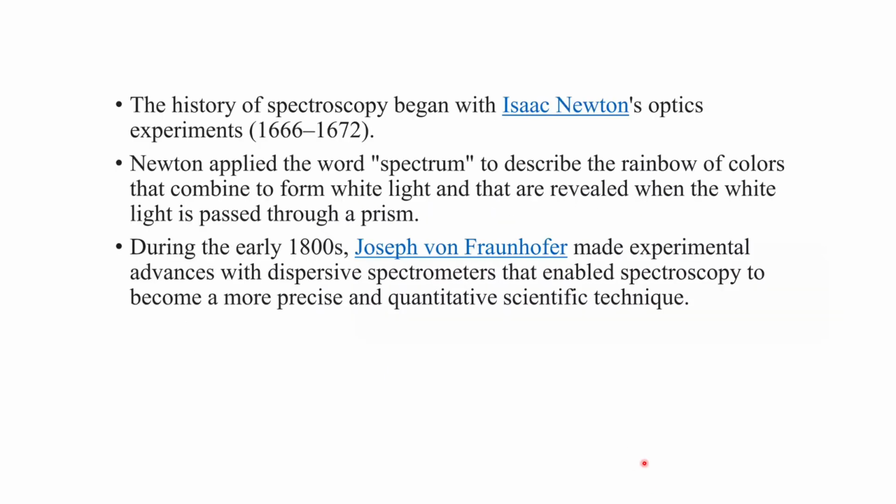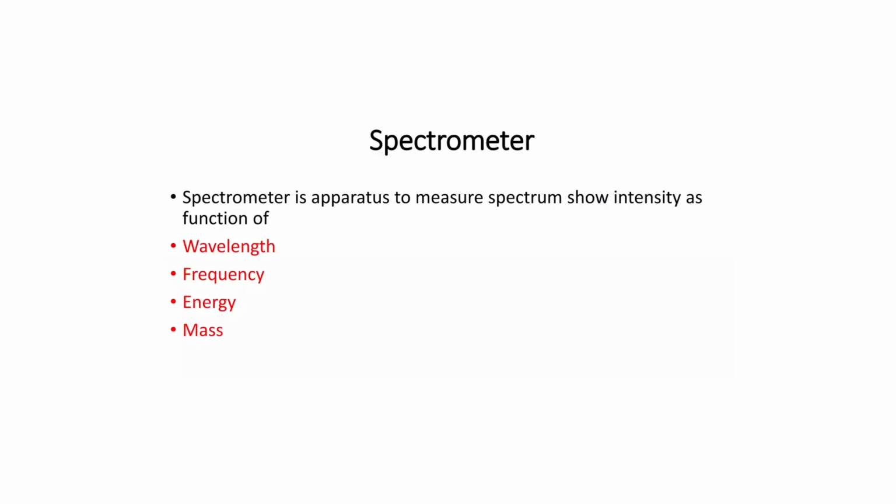The history of spectroscopy began with Isaac Newton's optics experiments. Newton applied the word spectrum to describe the rainbow of colors that combine to form white light and that are revealed when the white light is passed through a prism. During the early 1800s, Joseph von Fraunhofer made experimental advances with dispersive spectrometers that enabled spectroscopy to become a more precise and quantitative scientific technique. A spectrometer is an apparatus to measure a spectrum and show intensity as a function of wavelength, frequency, energy, or mass.